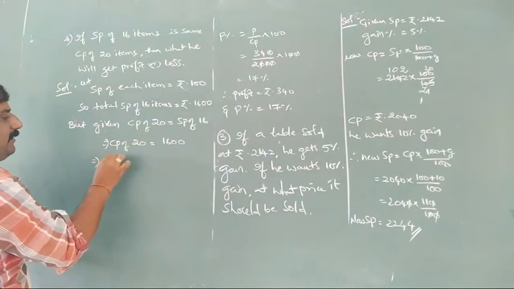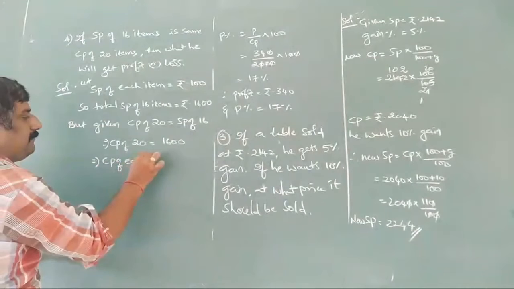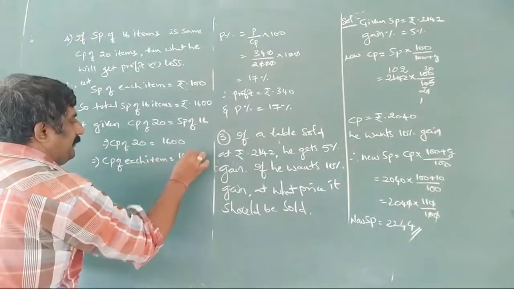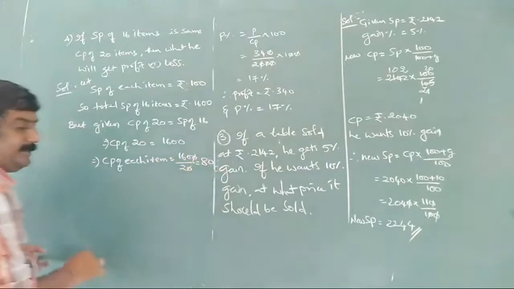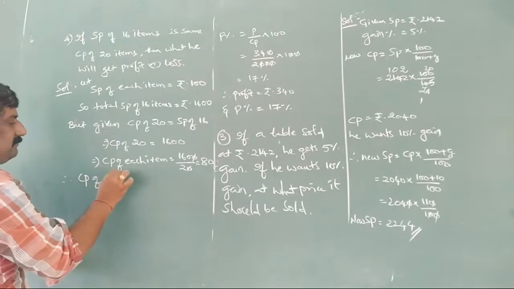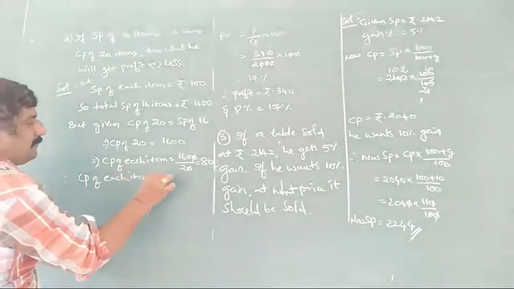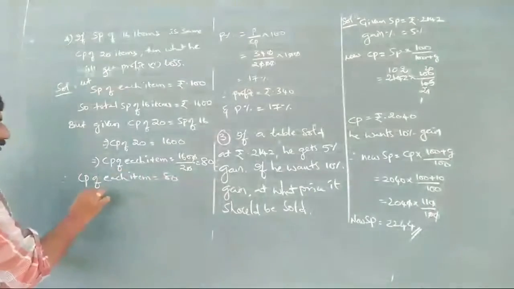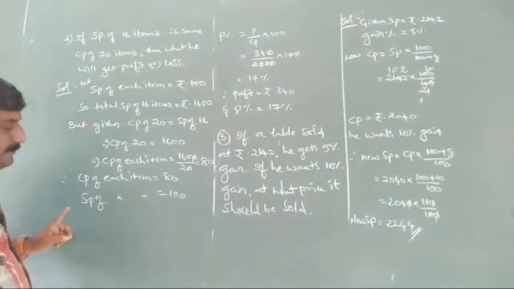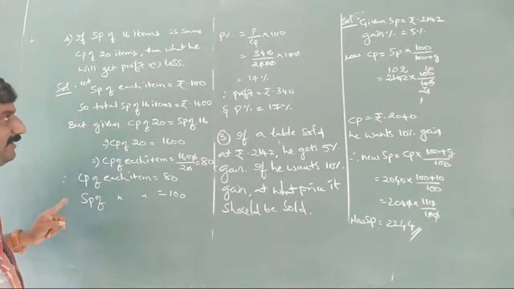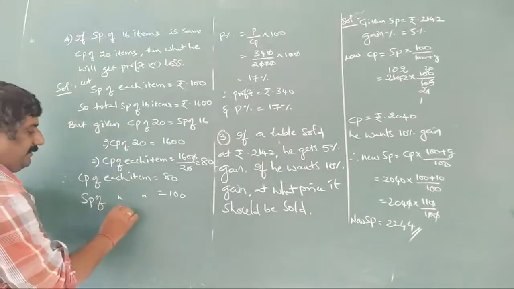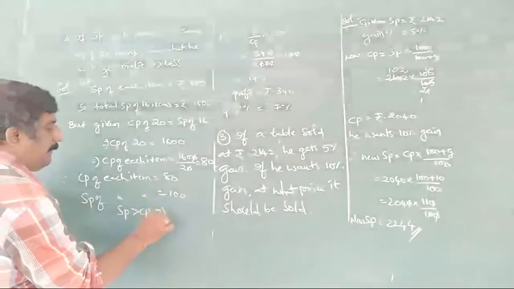This implies CP of each item is 1600 by 20, zero getting cancelled, so 80 we are getting here. Therefore CP of each item is 80 and SP of each item is 100. Now which is more? SP is more than CP. So when SP is more, we automatically get profit. SP is more than CP, it implies profit.